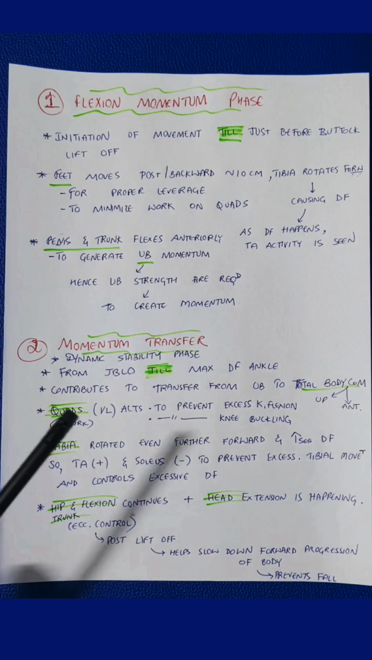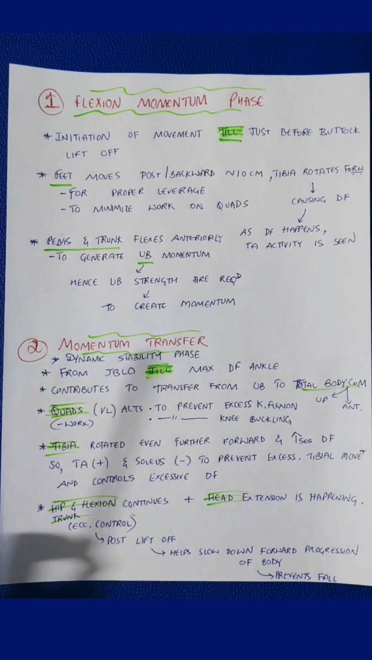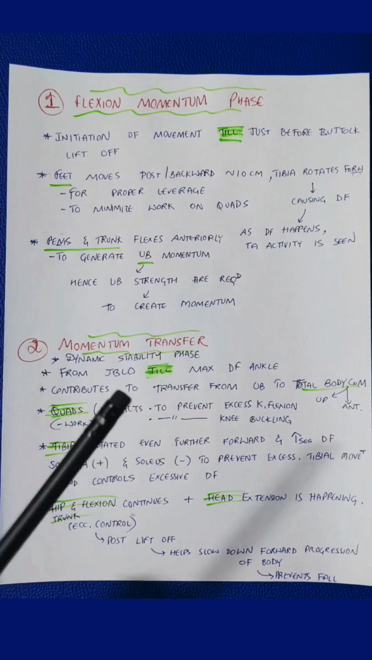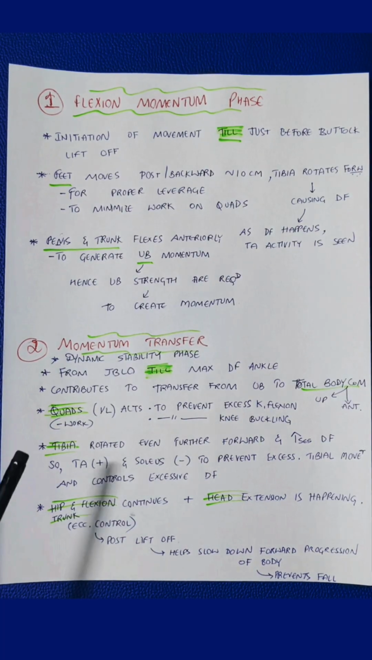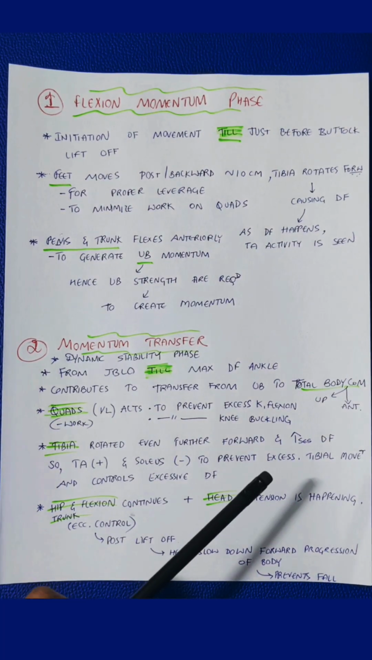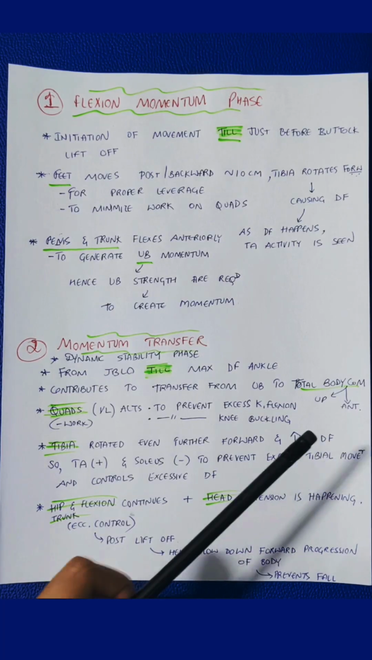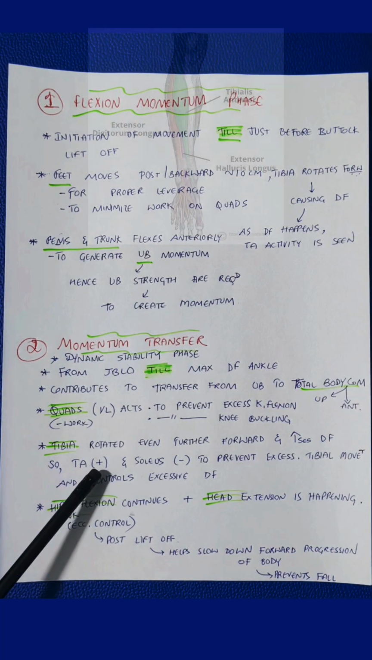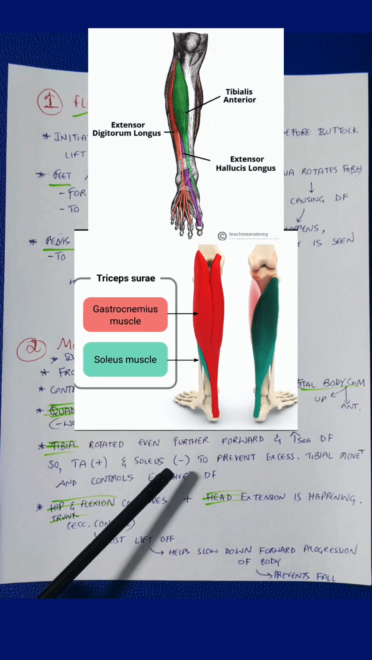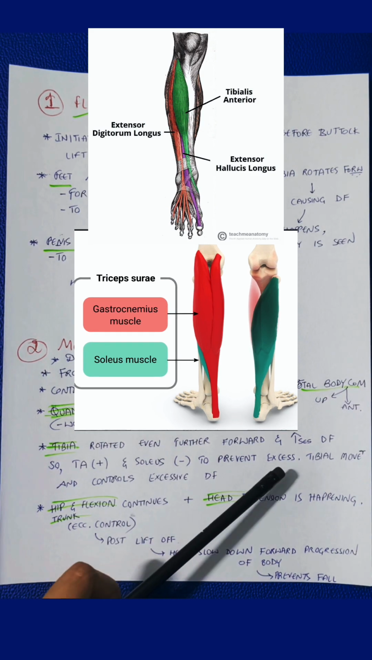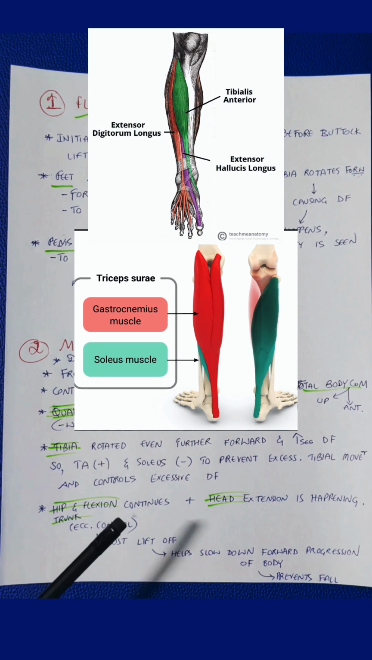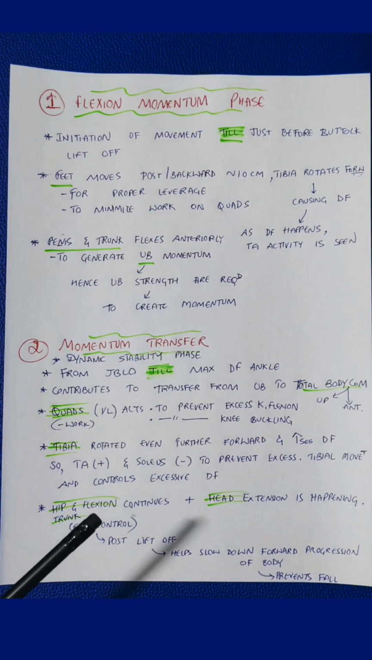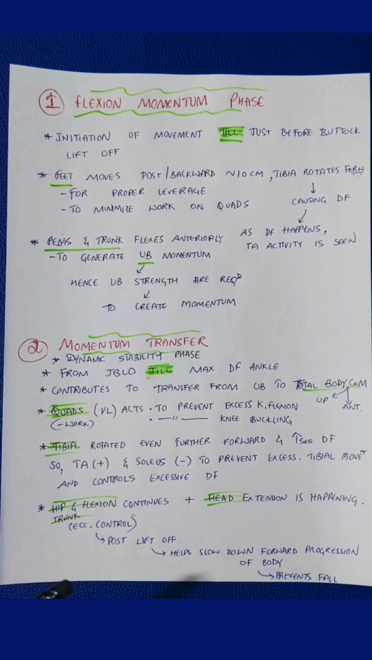Otherwise, what happens is as the body shifts, the center of gravity pulls it backward into flexion and the person can fall off. The tibia is rotated even further forward and an increase in dorsiflexion is seen. So tibialis anterior performs positively and soleus works negatively to prevent the excessive tibial movement and control excessive dorsiflexion. So most of the force is on the feet in this phase.